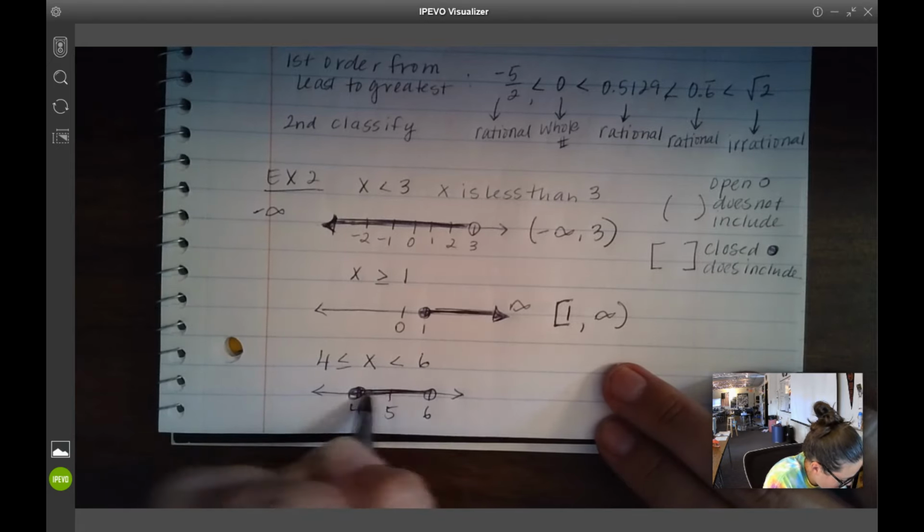All right, that is it for lesson 1. Give those homework problems a try, and we will definitely do more practice when you come back to school.